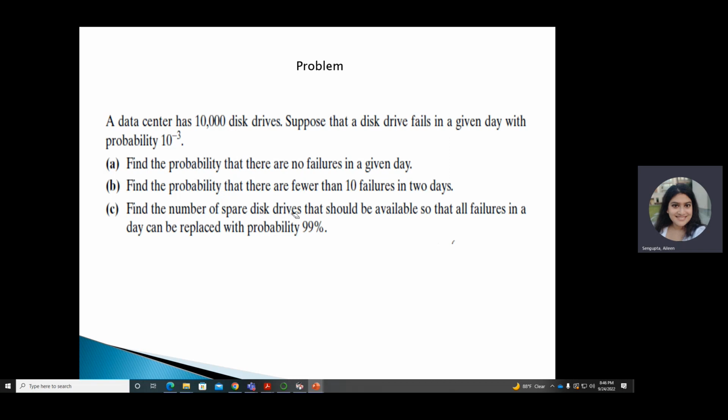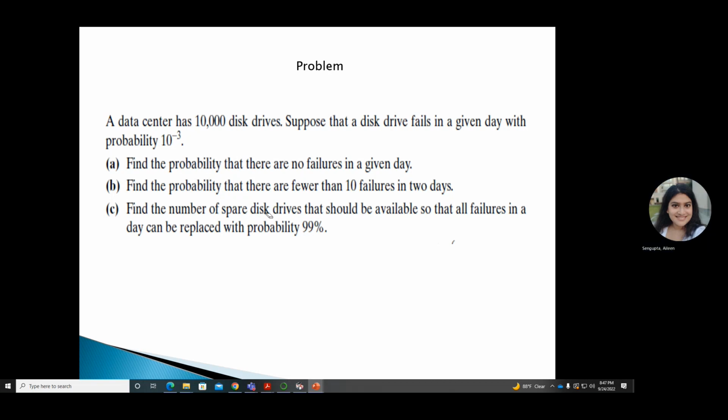Find the number of spare disk drives that should be available so that all failures in that day can be replaced with 99% probability. So for this problem, you have to read it slowly. This and this part, mostly people get it. But for this part, you need to solve for something which is unknown. So hang on. Find the number of spare disk drives.